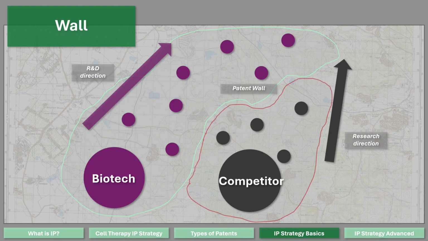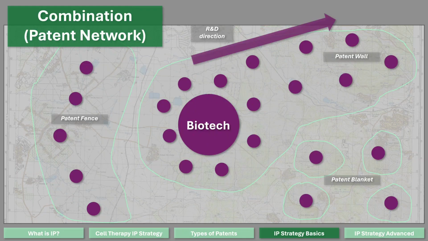original patents obsolete. Combination into patent networks is a strategy of building a patent portfolio with multiple configurations to strengthen the overall protection of cell products to improve the negotiating power of the biotech.